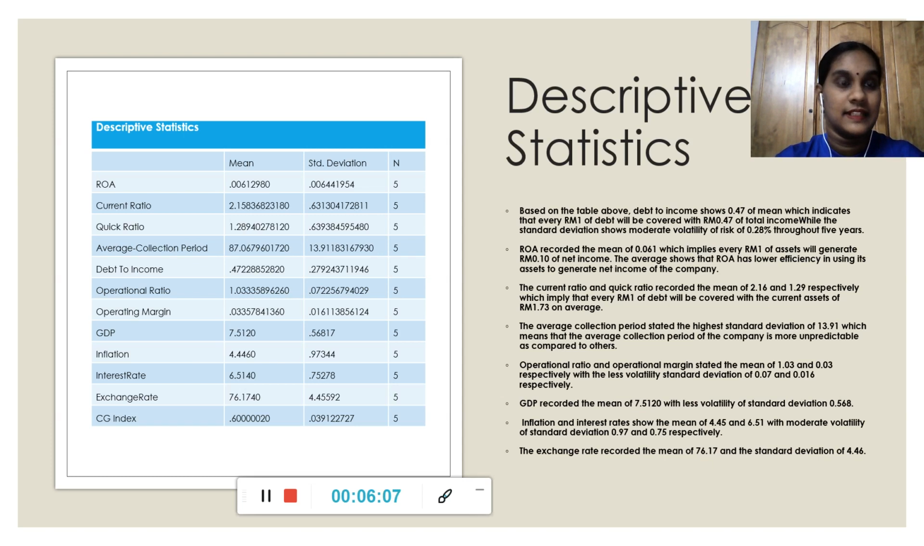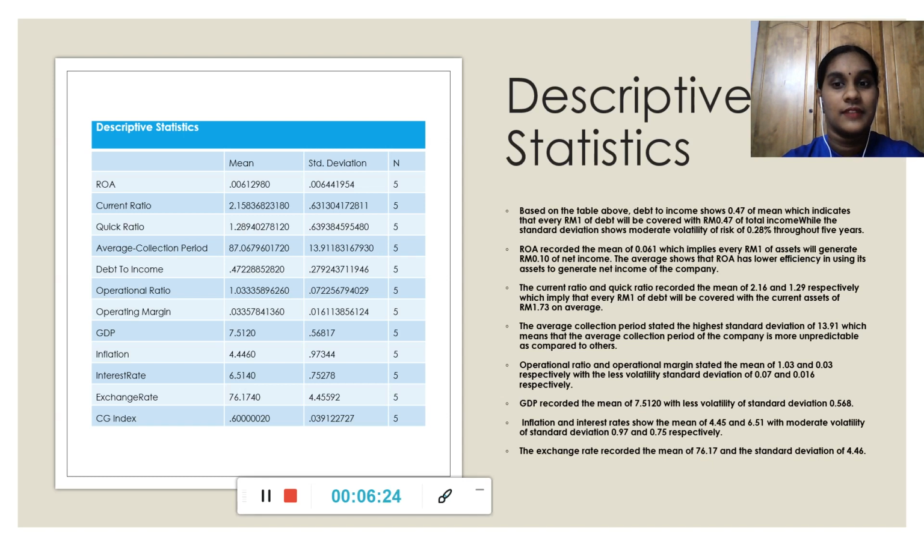So these statistics were taken from all the factors that might influence, by using IBM SPSS Statistics. It's also stated here, ROA recorded the mean of 0.061, which implies every 1 ringgit of assets will generate 10 cents of net income.